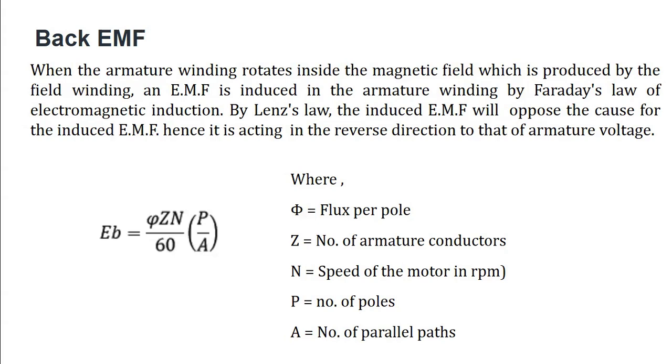Back EMF can be calculated using the formula Eb equals phi Z N by 60 into P by A, where phi is flux per pole, Z is the number of armature conductors, N is the speed of the rotor in RPM, P is the number of poles, and A is the number of parallel paths. The number of parallel paths A will be equal to P for lap winding, and it will always be equal to 2 for wave winding.